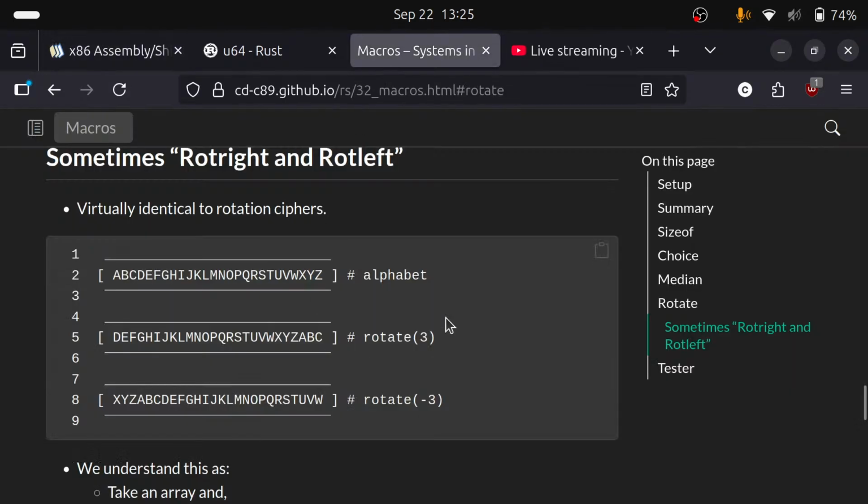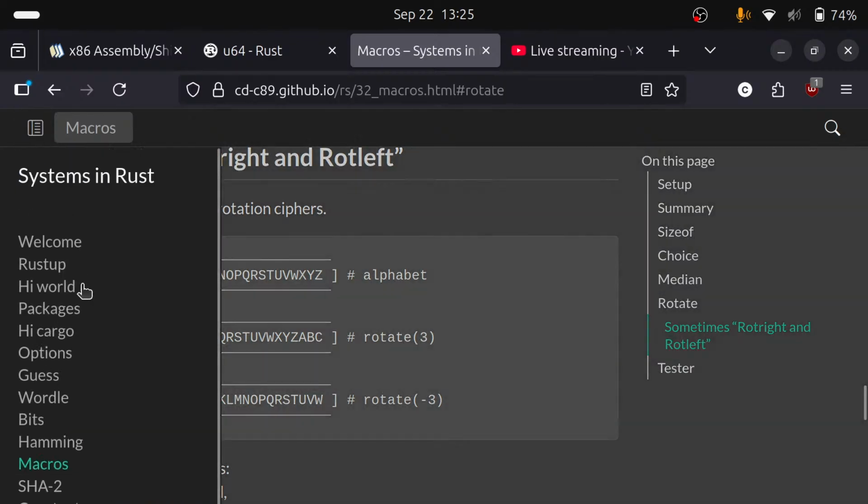Okay, does anyone have any questions about macros or rotates or anything else before we get into SHA? Is everyone having a good time so far this semester? Okay, that's good, because the good times are mandatory.